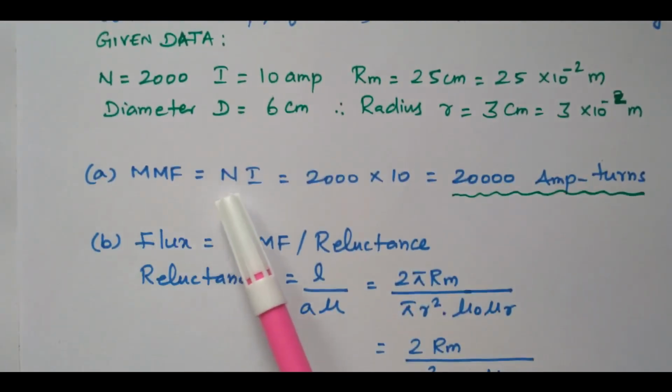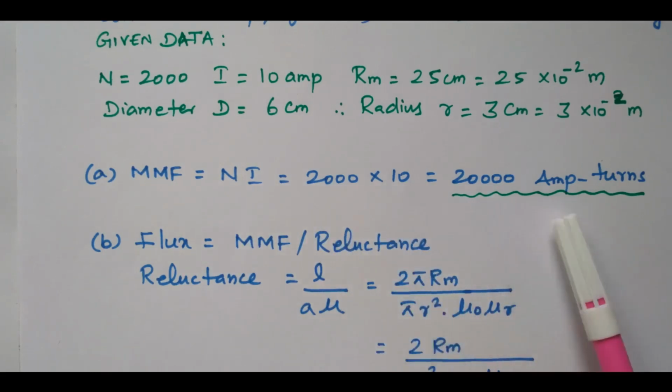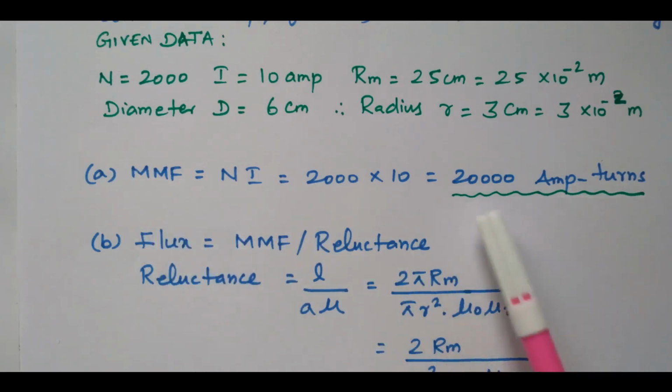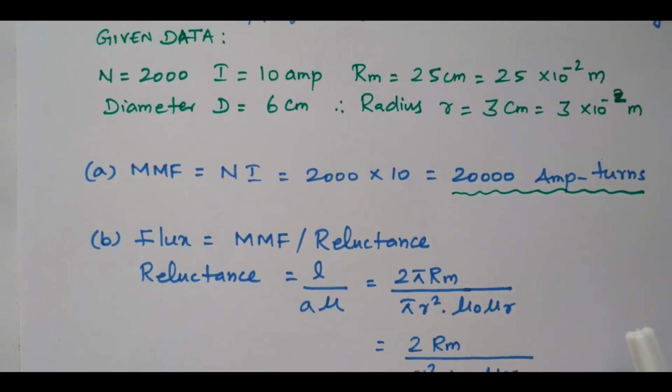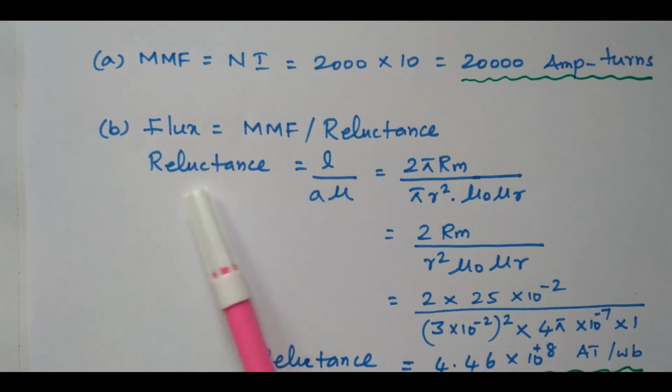mmf is nothing but N into I, number of turns into current. The number of turns is 2000, current is 10, so it is 20,000. The unit for mmf is ampere turns. So 20,000 ampere turns. Next we will find the flux. The normal formula is reluctance equal to mmf divided by flux. From that, flux equal to mmf divided by reluctance. So first we will find the reluctance.